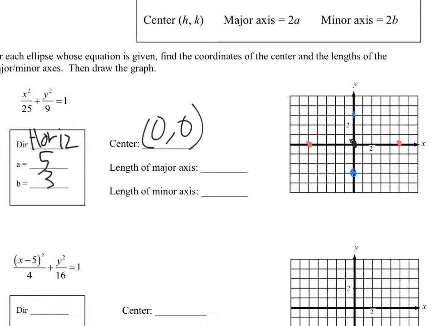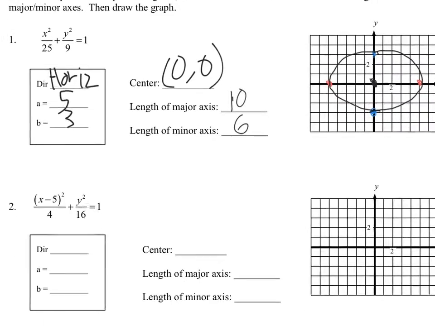We're just going to go ahead and connect as best you can. And we have our ellipse. So what would be the length of the major axis? Well, the major axis is the longer one. So it's from here all the way to here. So it's just 1, 2, 3, 4, 5, 6, 7, 8, 9, 10. So the length of the major axis is 10, while the length of the minor axis, if we count, 1, 2, 3, 4, 5, 6. And that is our answer. That's all we have to do. Okay, so number 1 was kind of an easy example. Let's go ahead and try another one.